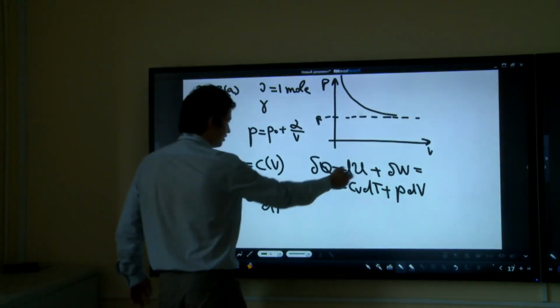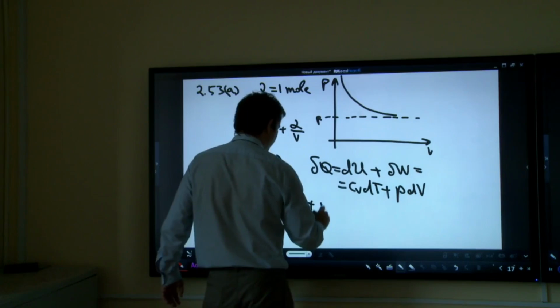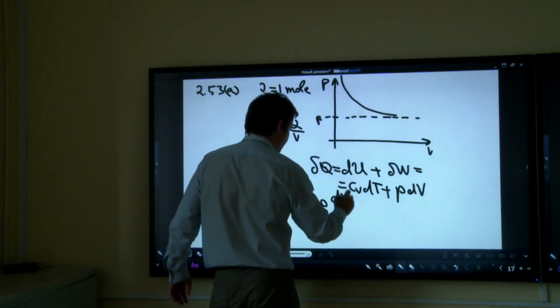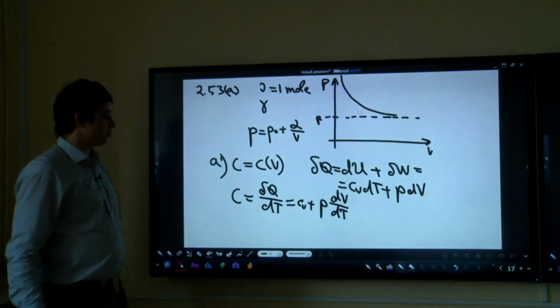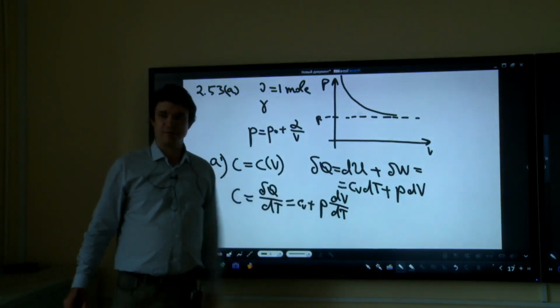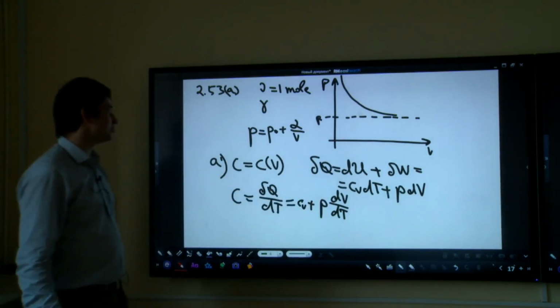So after I insert it here, I would get Cv plus pressure times dV over dT. The problem is that I don't know temperature. So I need to determine the derivative of volume over temperature, but I don't know temperature.